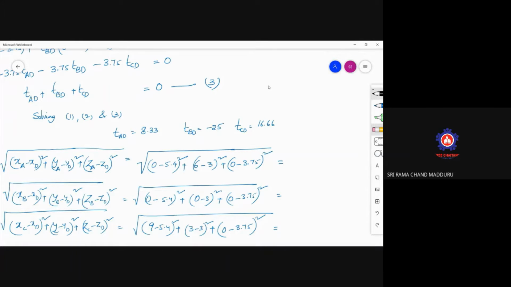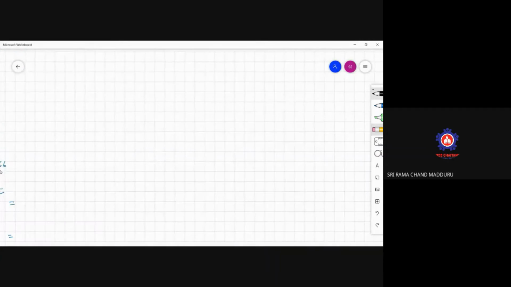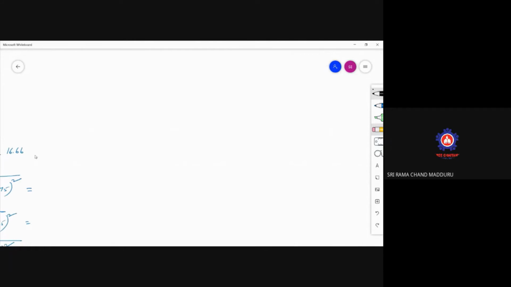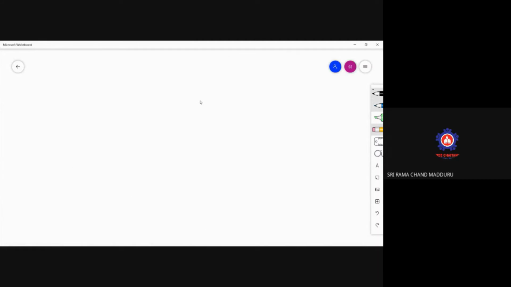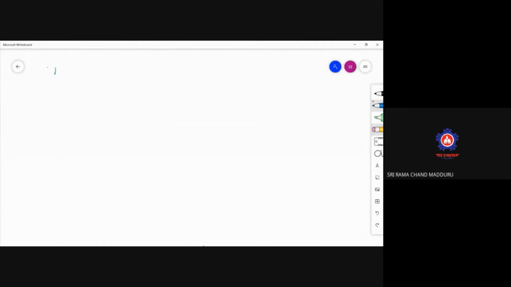Determine the forces in the space frame members.